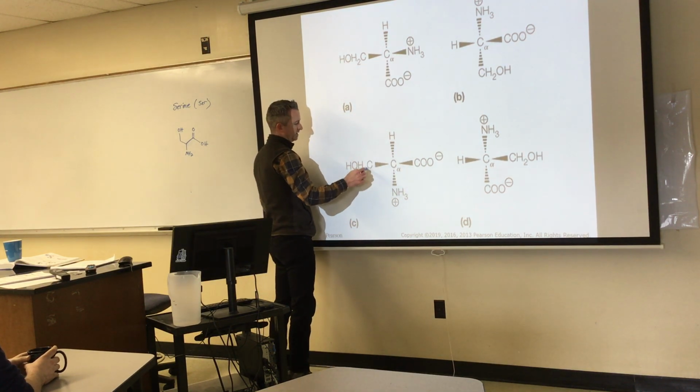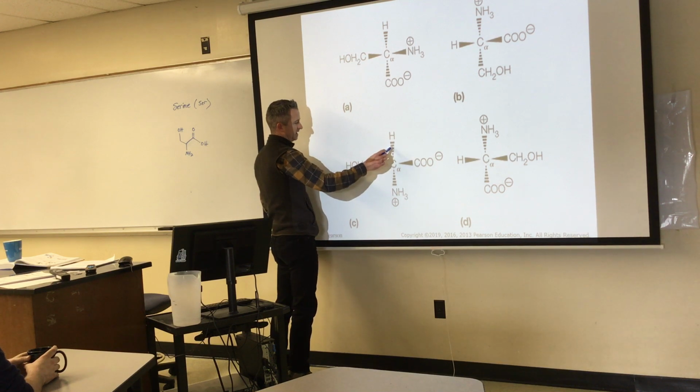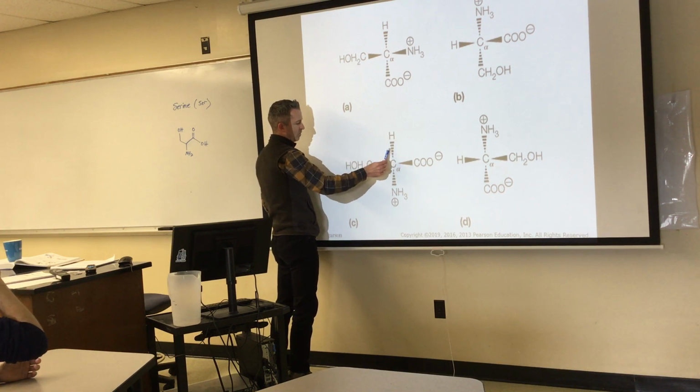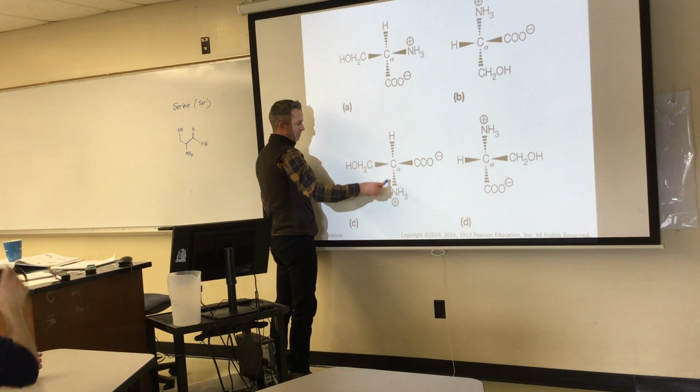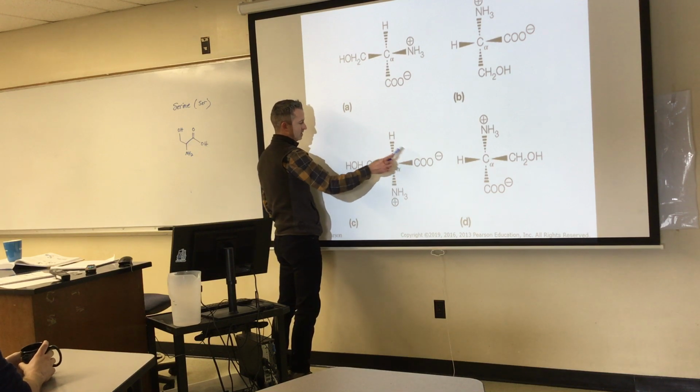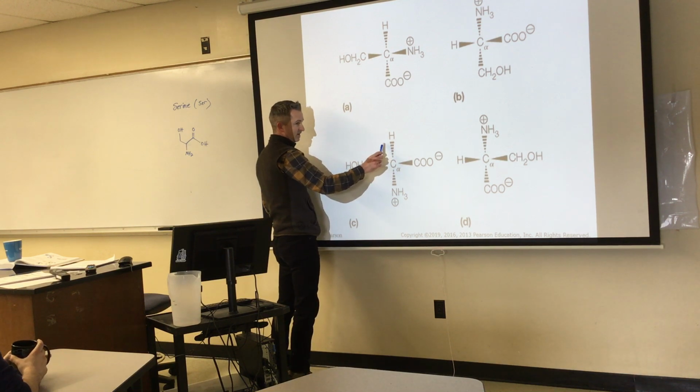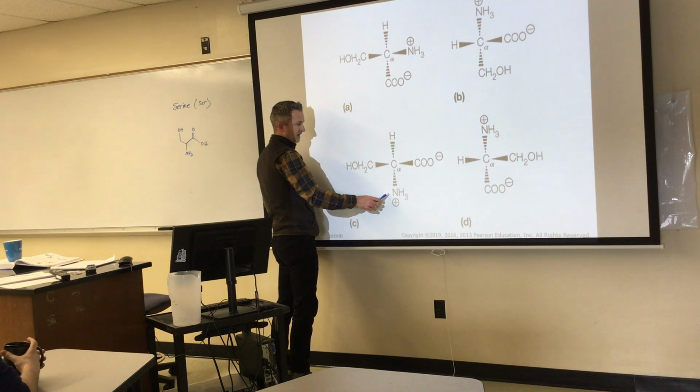1, 2, 3, back to 4. Okay, so even though hydrogen's in the way, we just bypass it, right? So you go 1, 2, 3, back around to 4. We're going counterclockwise. Hydrogen's in the back, so it is S.